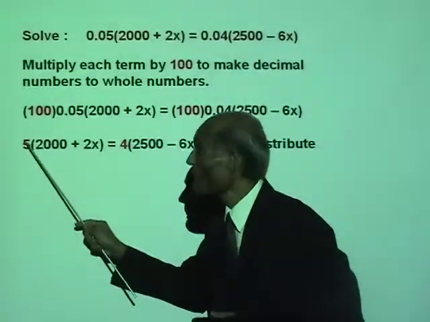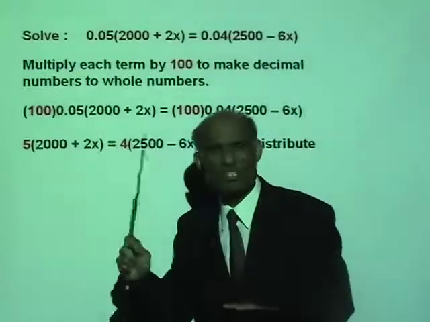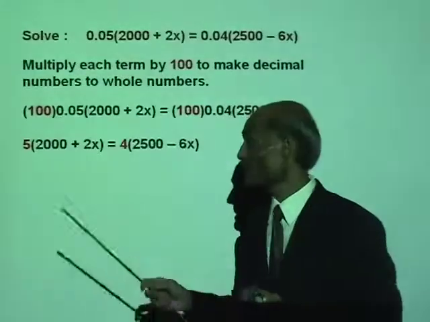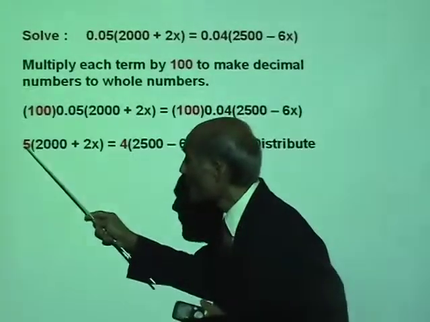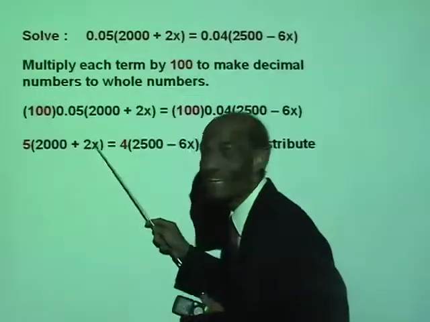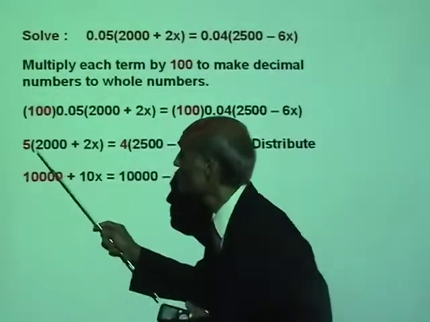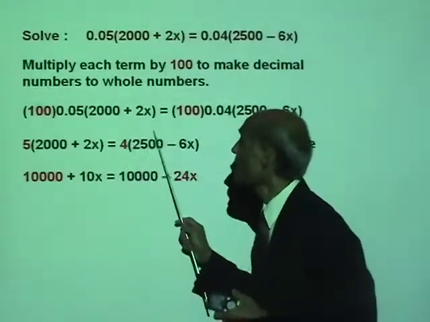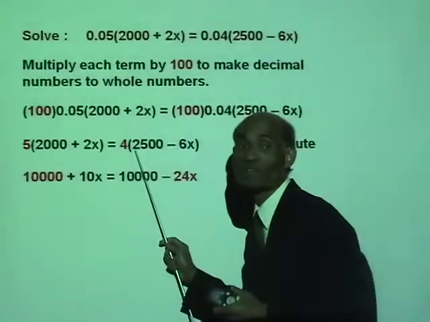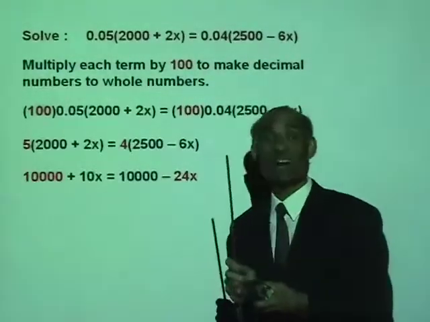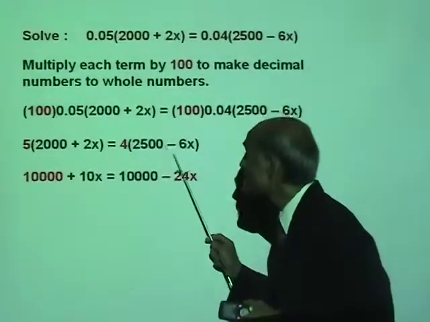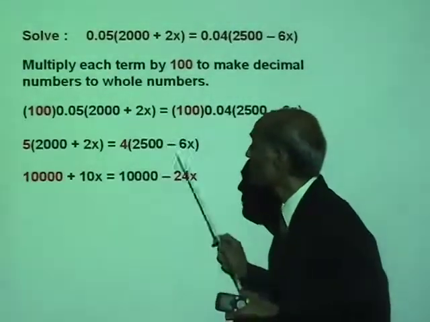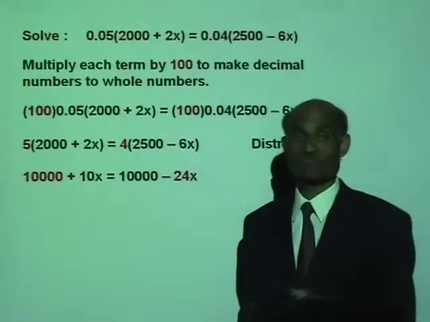Now how do we distribute? 5 times 2000. What is 5 times 2000? 5 times 2000 is 10,000. So that will be 10,000, and 5 times positive 2x is 10x. 10,000 plus 10x, okay, equal to 4 times 2,500, which is also 10,000. And 4 times negative 6x. What's the sign? 4 multiplied by negative 6x is minus 24x.